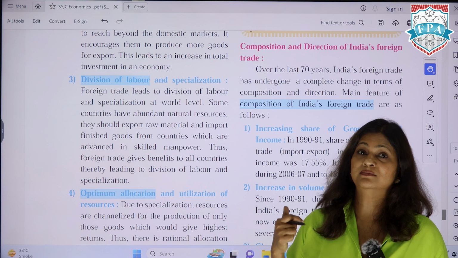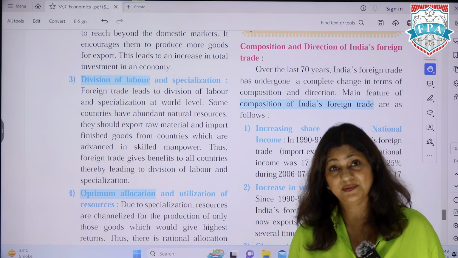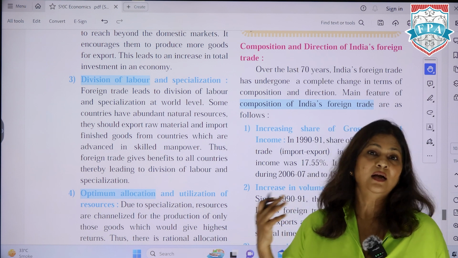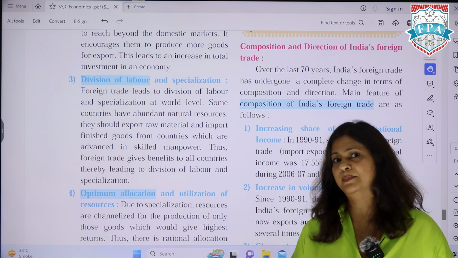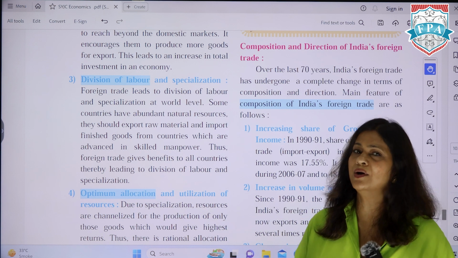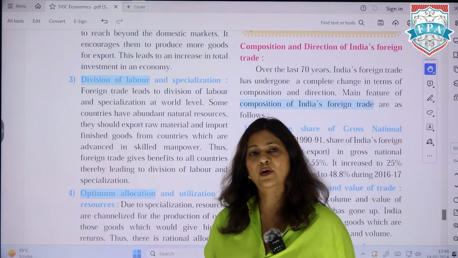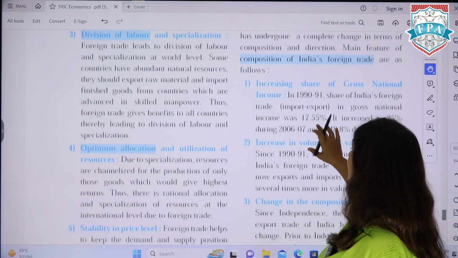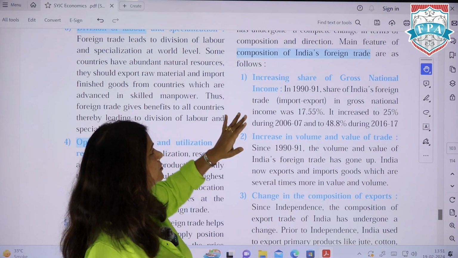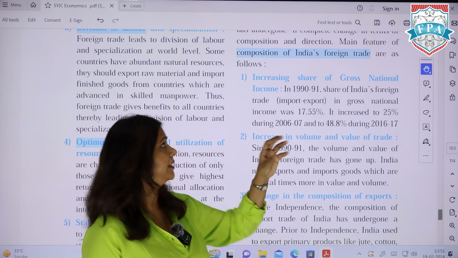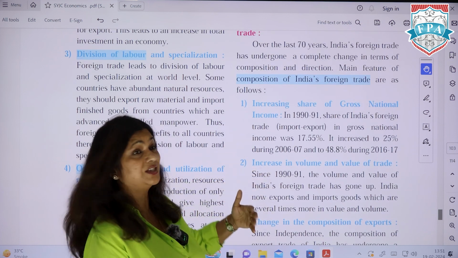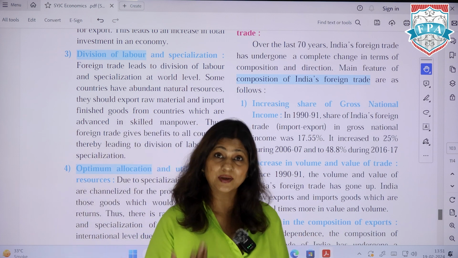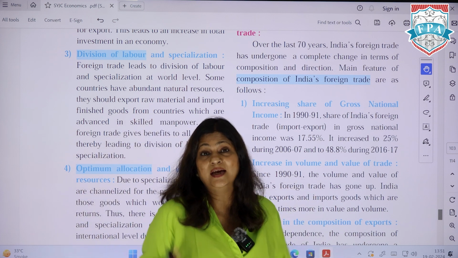Foreign exchange, encouraging investment, division of labor, optimum utilization of resources, stability of prices, multiple choices, and your increase of your reputation and goodwill. Now guys, let us understand how foreign trade ka composition and direction has changed in last 70 years mein, how Indian foreign trade has changed, where is India heading to.